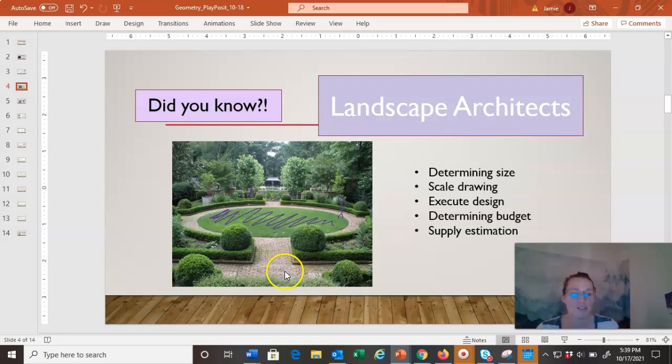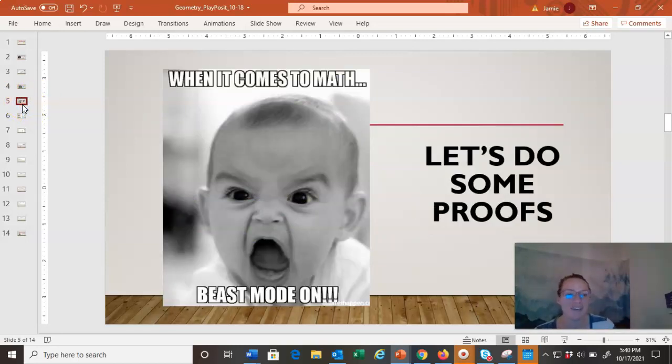I used to work for the National Recreation and Park Association, and a lot of our members were landscape architects. They went to school to do that. They became certified to do that. A lot of businesses, parks, even personal people would hire them to do things just like this. So how cool is that? To work with your hands and use math and design. I think that's cool. All right, so let's get to it.